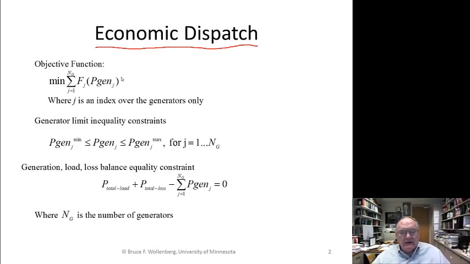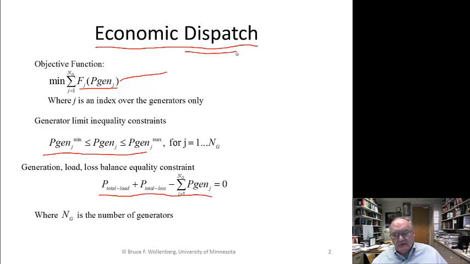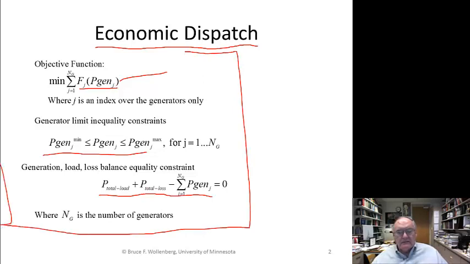So let's go back again and remember that the objective function of economic dispatch and for optimal power flow is to minimize the sum of the operating costs of all the generators that are online, that are in the model. The generators have their standard minimum, maximum limits, one for each generator, and the total load plus total losses minus the sum of all the generation is equal to 0. Now this is the summary of the economic dispatch.